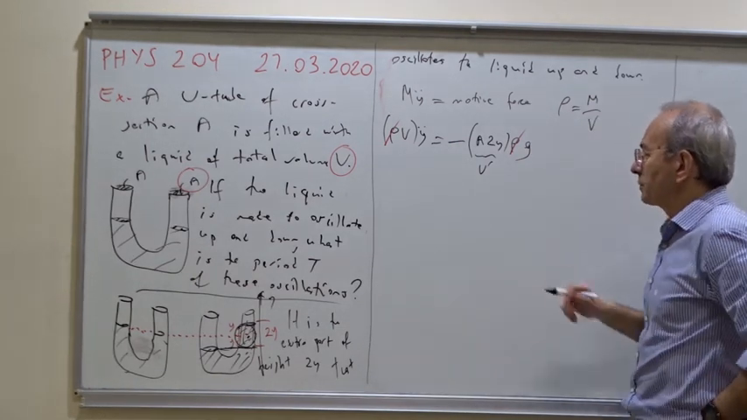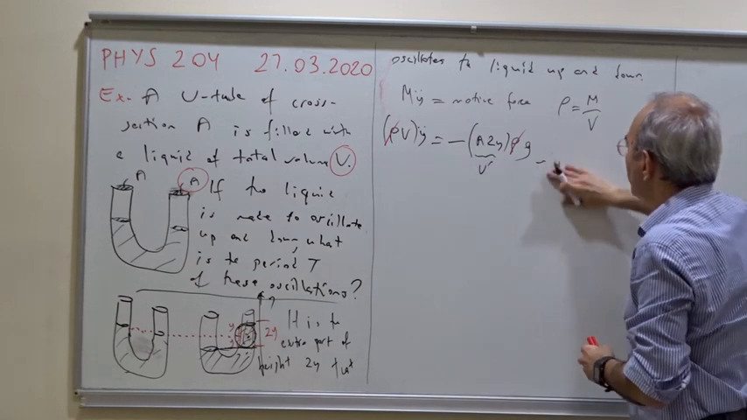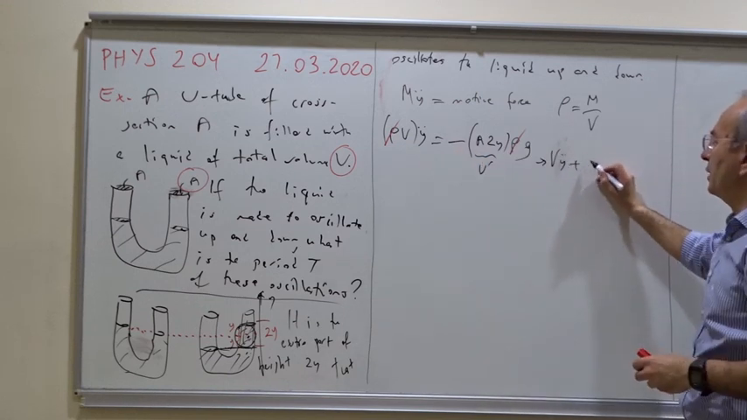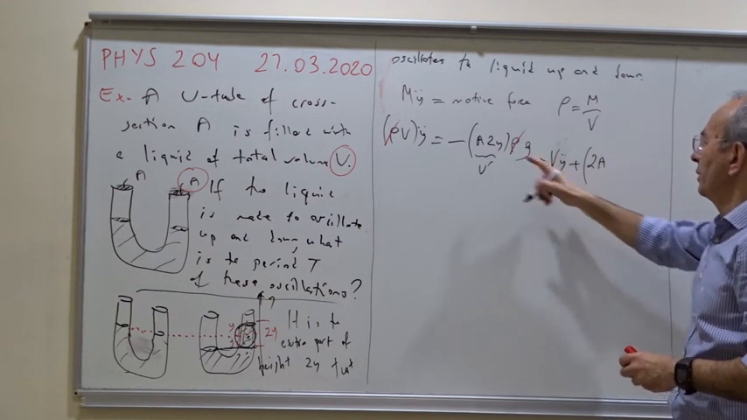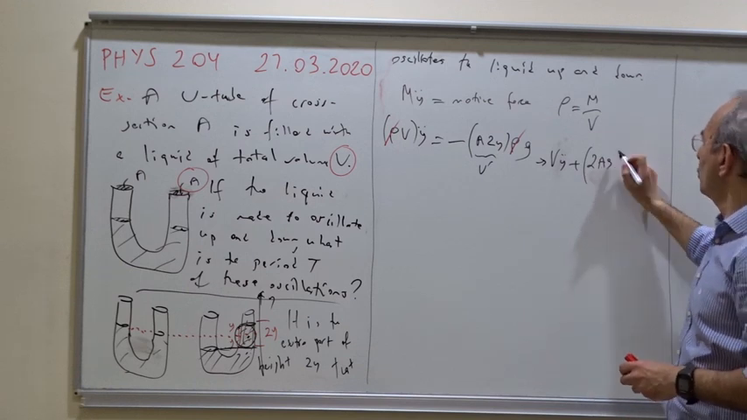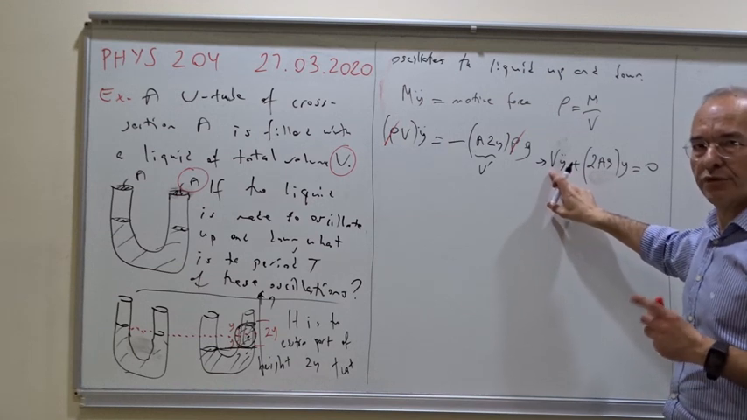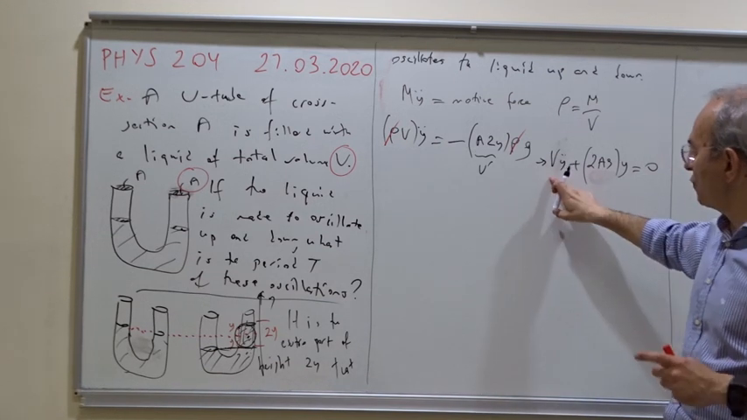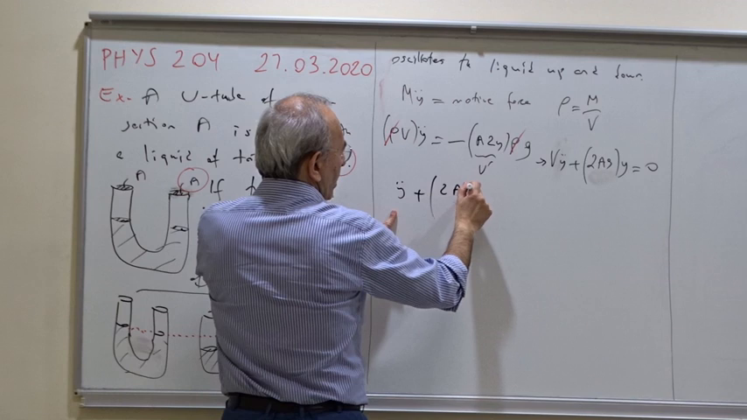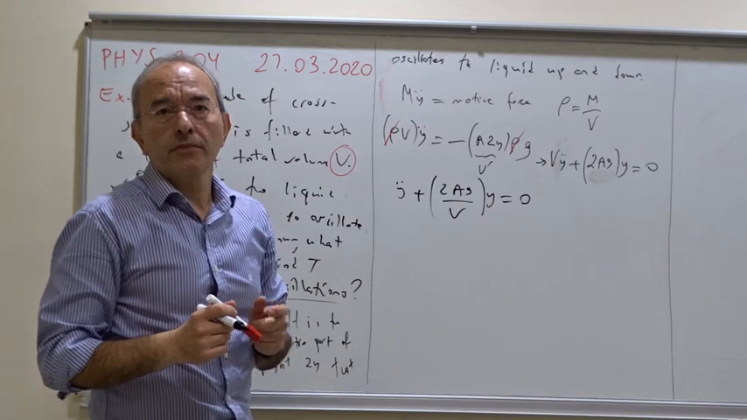Next, it is written in the new form: V times y double dot, let's take it to the other side, plus 2Ag times y is equal to 0. And let's make the coefficient of the first term 1, so divide by V. Then finally we have y double dot plus 2Ag by volume times y is equal to 0. This is the equation of motion.